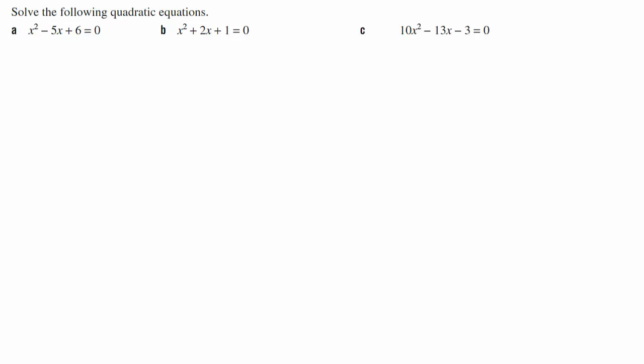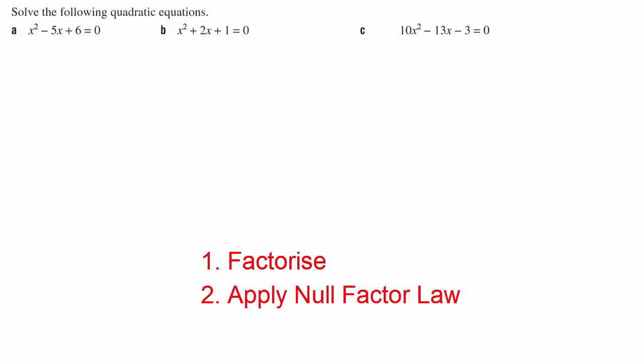In this example, we're going to be solving quadratic equations in the form ax squared plus bx plus c equals 0. The strategy in each case is going to involve factorising and then using the null factor law. Firstly, x squared minus 5x plus 6 equals 0.